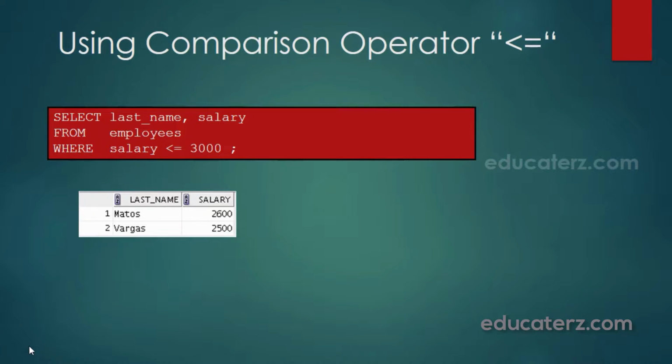Using comparison operator less than or equal to in the where clause. The question is, retrieve the last name and salary of the employee whose salary is less than $3,000. For that, we write a query. Select last name, comma, salary from employees where salary is less than or equal to 3,000. The result is shown in the display.